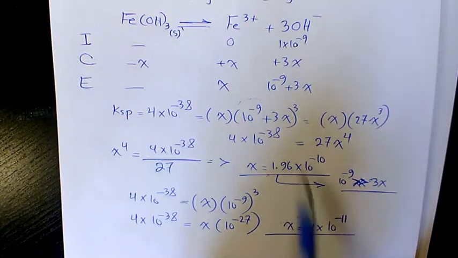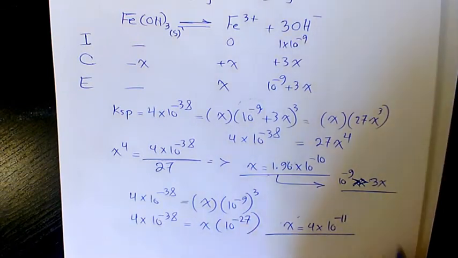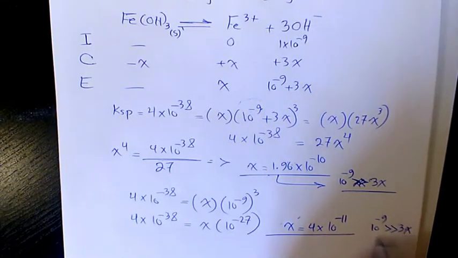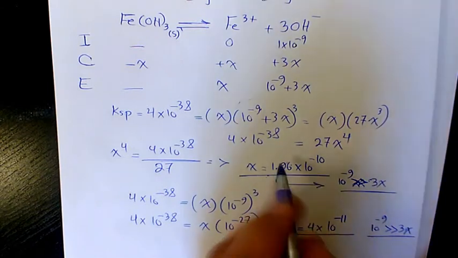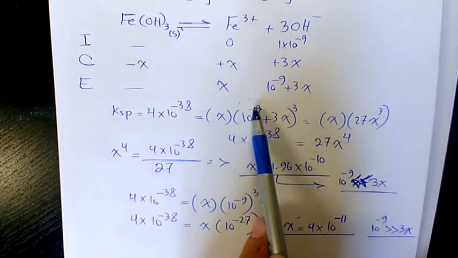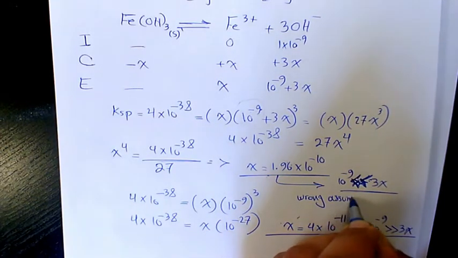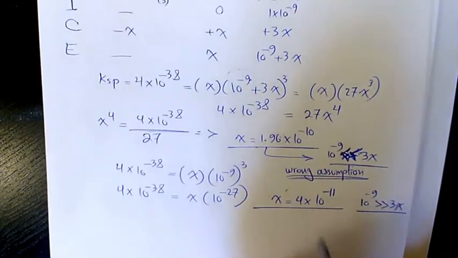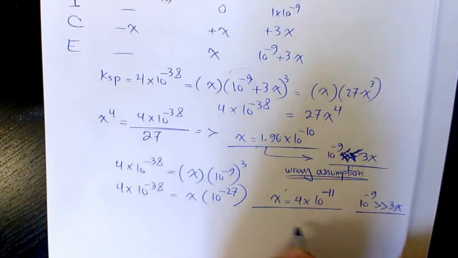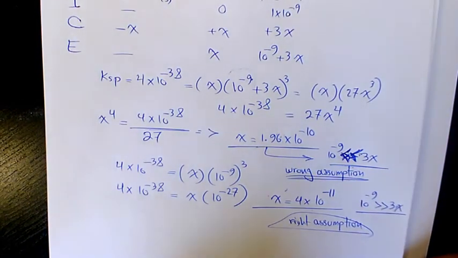So now I solve it in two different ways. As you compare these two numbers to 10 to the power of negative 9, it means that the second assumption, which said 10 to the power of negative 9 is greater than 3x, is a valid assumption. The previous one, which I wrote here, considered 3x much larger than 10 to the power of negative 9, which was a wrong assumption. Remember, most of the time you need to double check your assumption, and that's going to be the right assumption. So that's going to be the solubility, which is 4 times 10 to the power of negative 11.